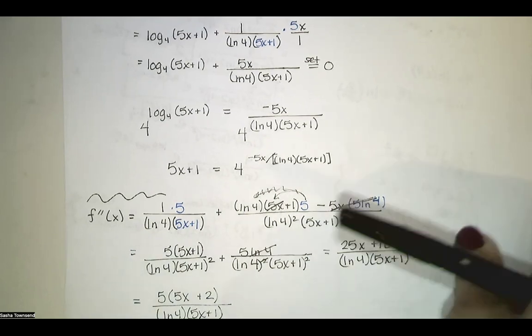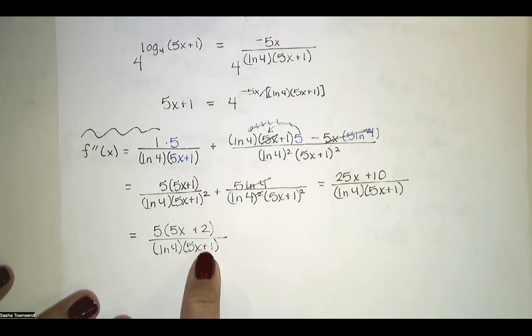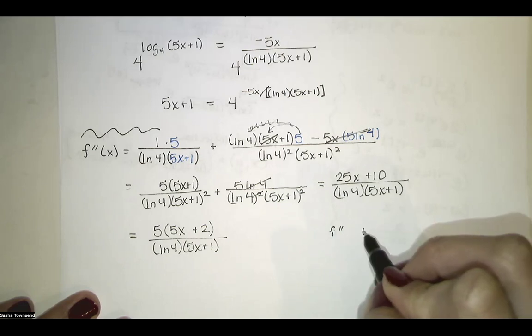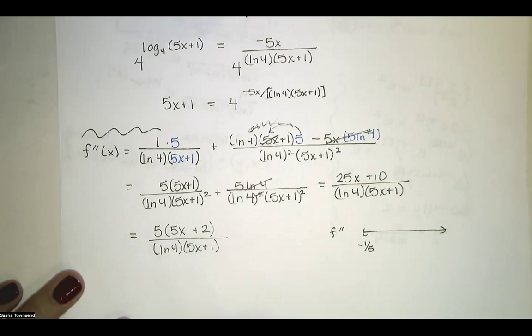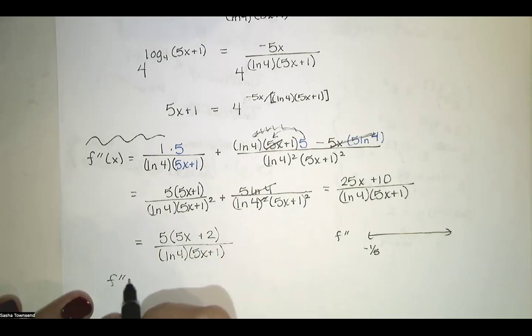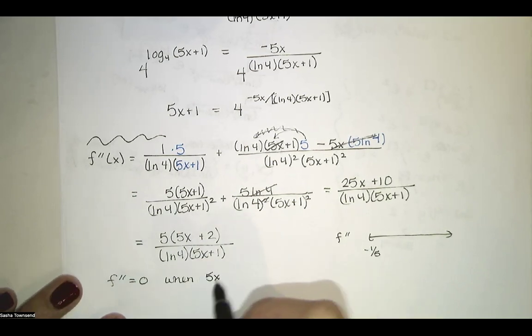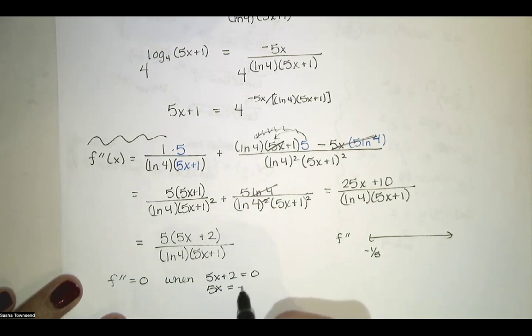And of course, we're only interested in this when x is greater than negative 1/5, so that our logarithm is well defined. So f double prime is undefined at negative 1/5, but that's an asymptote of the original function. That's our domain: negative 1/5 to infinity. We say, okay, well, when is f double prime equal to 0? F double prime is 0 when the numerator is 0 and the denominator is non-zero. So we'll have 5x plus 2 equals 0, or 5x equals negative 2, or x equals negative 2/5.